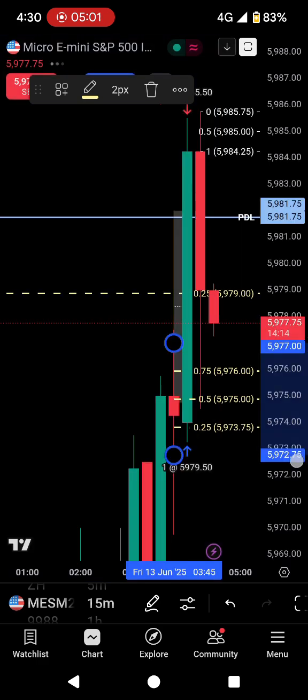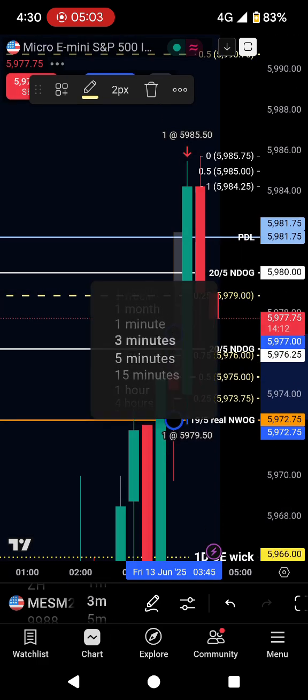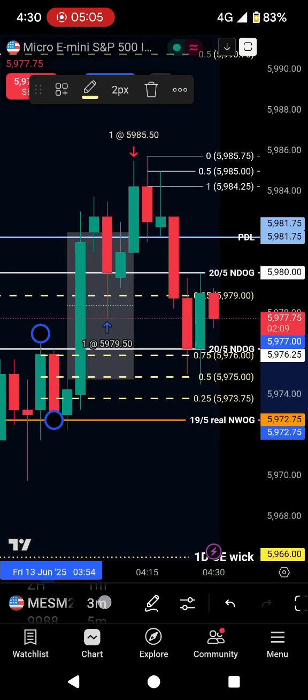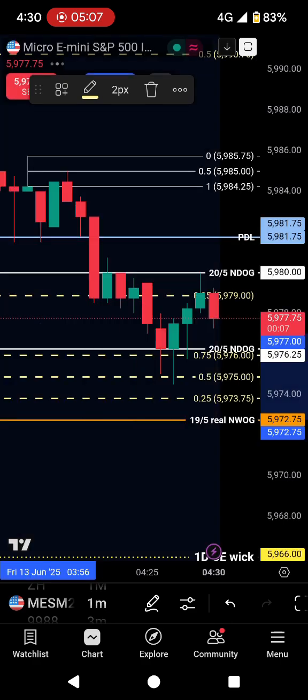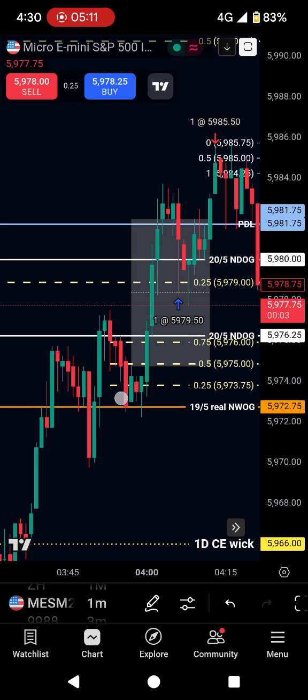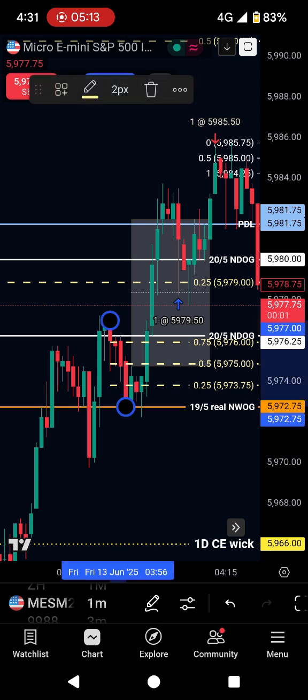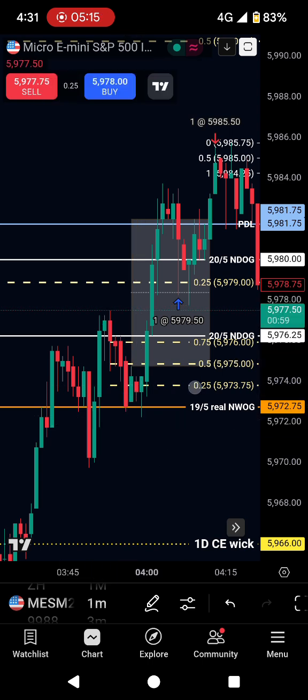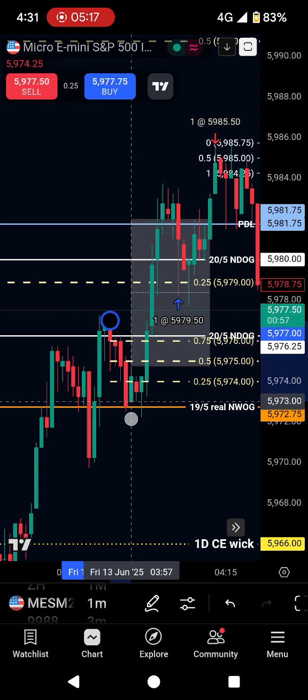Was it 15 minute? 3 minute? Sorry, on 1 minute. Yeah, so these were consecutive order block. Just now I was saying, right, this was consecutive order block. So I measured the high of the bodies and the low of the bodies.